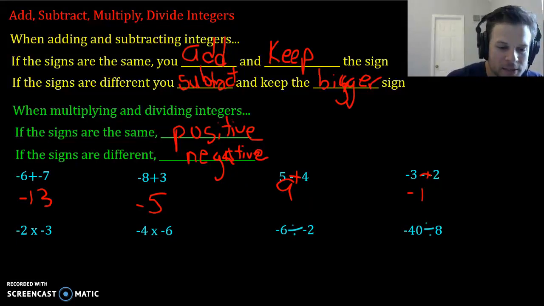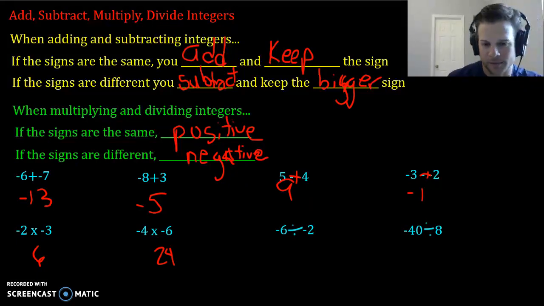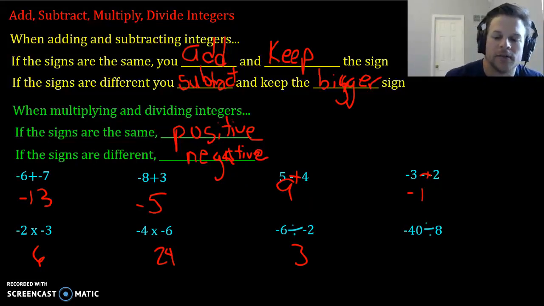All right, so -2 times -3. They're both the same sign, so our answer is going to be positive, and 2 times 3 is 6. Same thing here. 4 times 6 is 24. They're both negative, so our answer is going to be positive. -6 divided by -2. They are both the same sign. Your answer is positive. 6 divided by 2 is 3. Now here, our signs are different. The 40 is a negative, the 8 is a positive, so our answer is going to be negative, and 40 divided by 8 is 5.